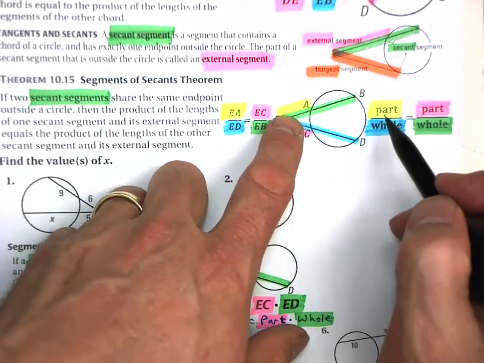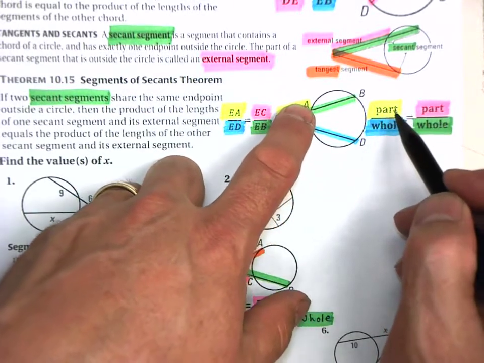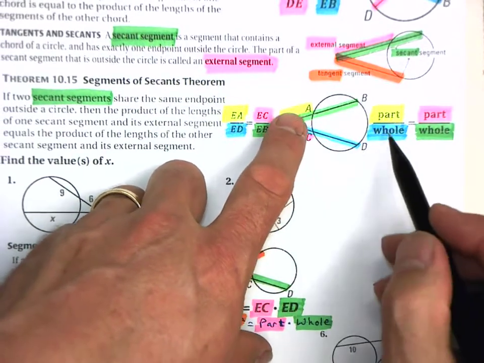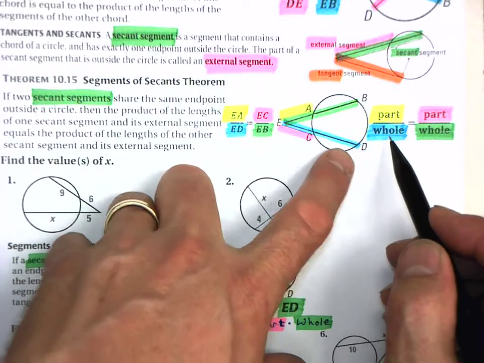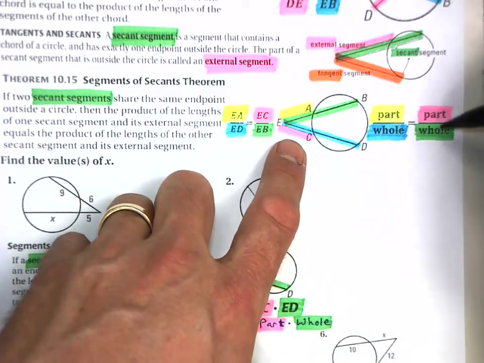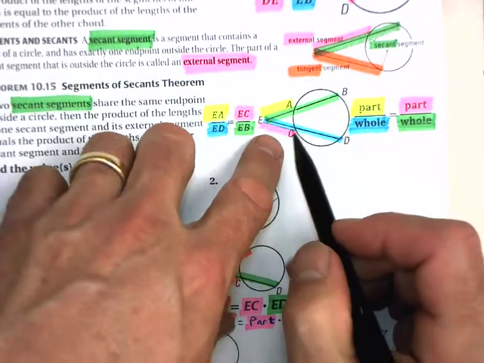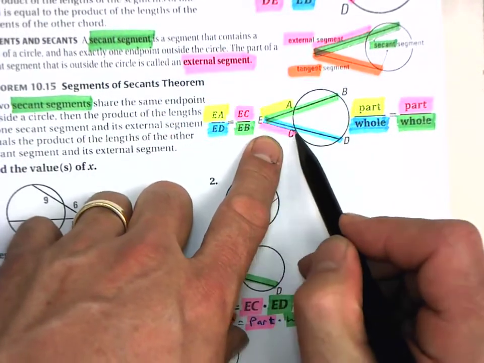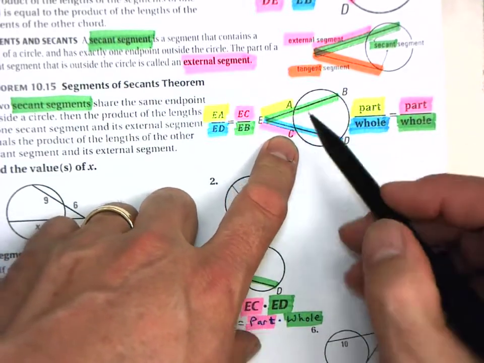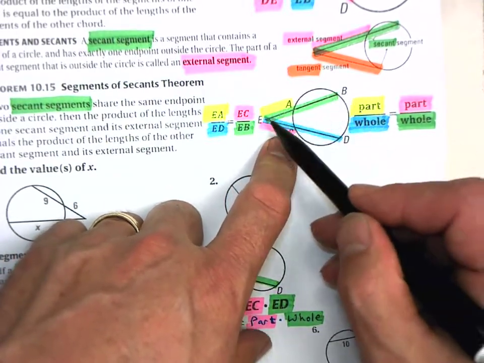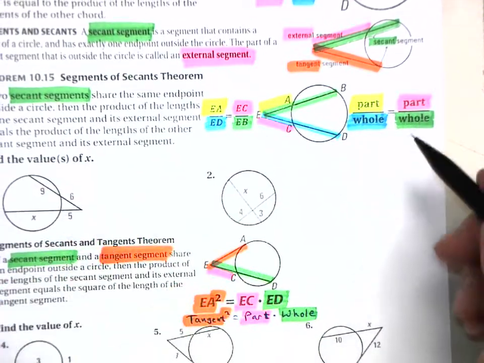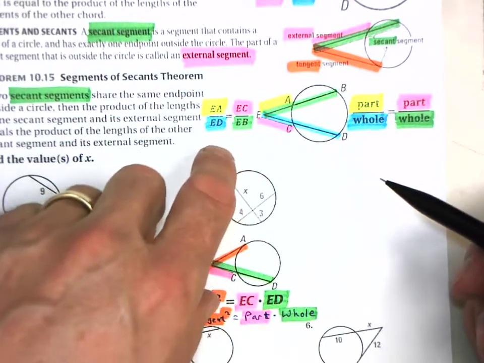So I could say part of a secant, the external part of that secant, over the whole of the other secant. See how that works? And then it's still part over whole with the other one. So here's the part of the second secant over the whole of the first secant. It takes a while to get that figured out. I put it in colors. Hopefully that'll make it easier for you to see.